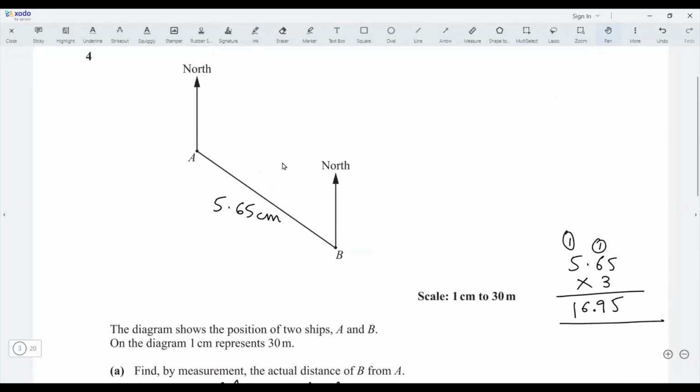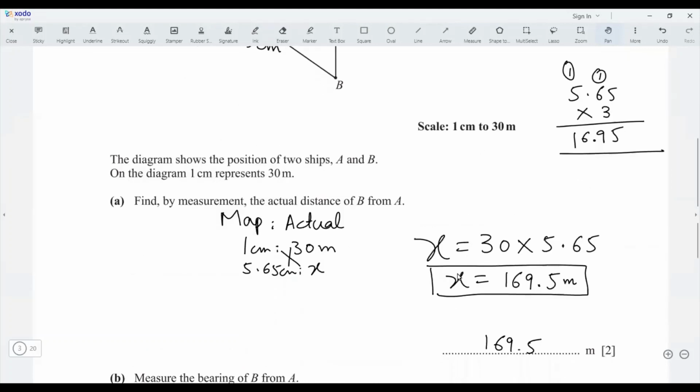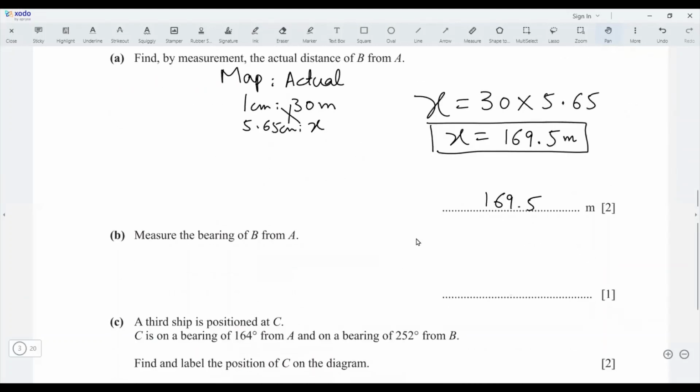So starting from north of A and stopping at this line, what will be the answer? I think it's given as 125 something, because I don't have a protractor right now. You can do it directly.